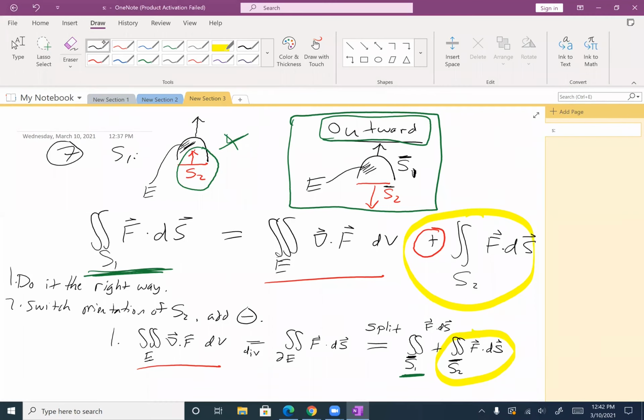Because if we put this S2 on the same side as the divergence, so if we rearrange, then we end up with that integral over S1 bar of f dot ds equal to that triple integral plus, I'm sorry, minus, that's the whole point, minus that S2 integral.